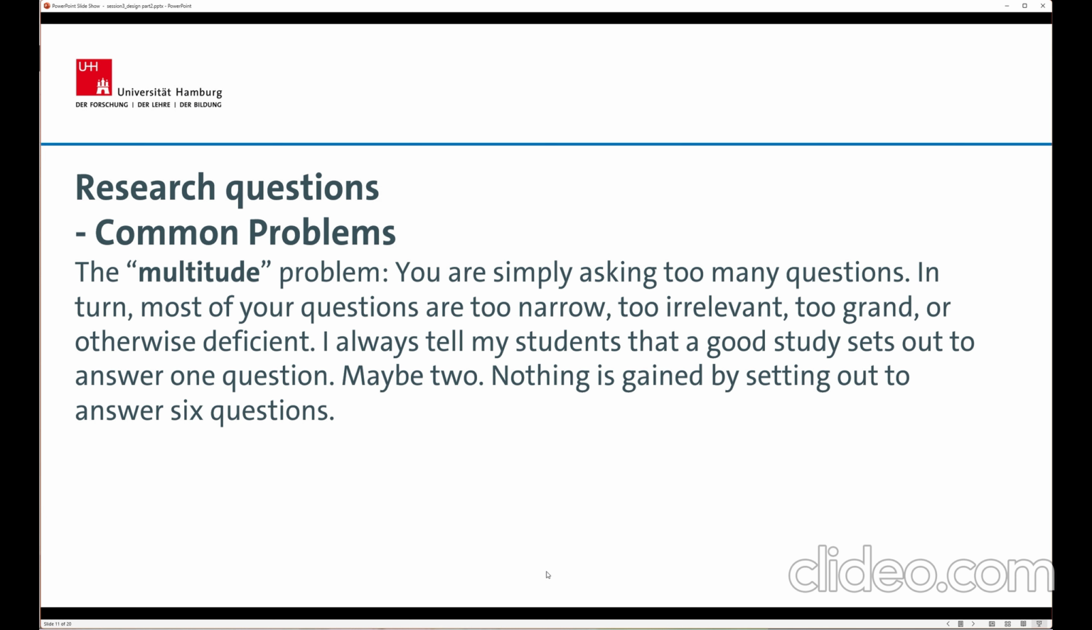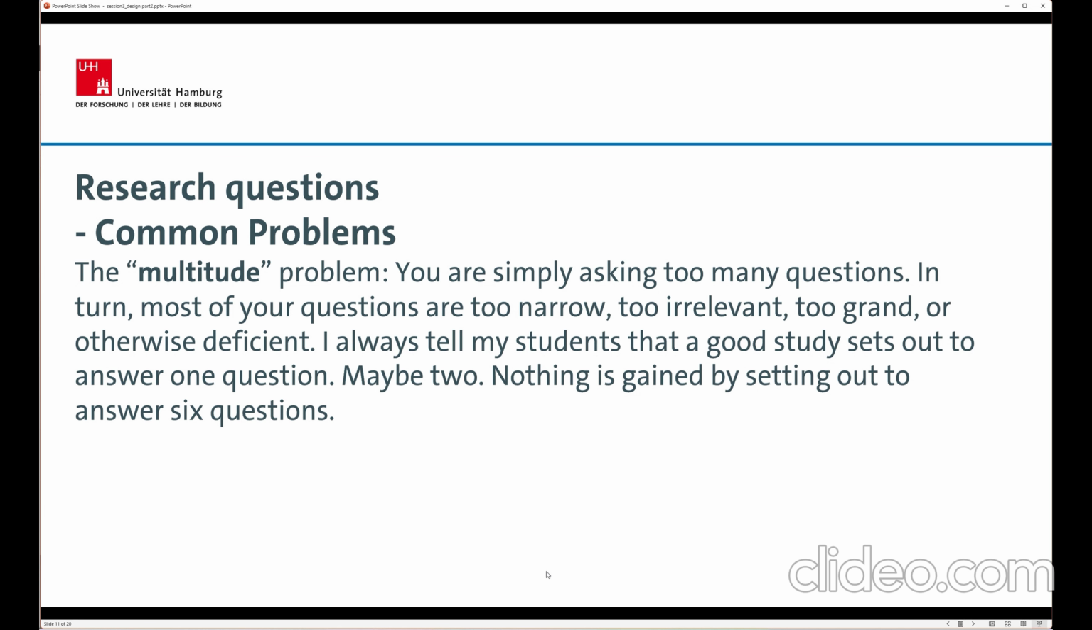Finally, a problem is that people very simply are asking too many questions. And in turn, most of these questions are either too narrow, too irrelevant, or otherwise deficient. A good study sets out to answer one question, and a good thesis answers one question, maybe two.